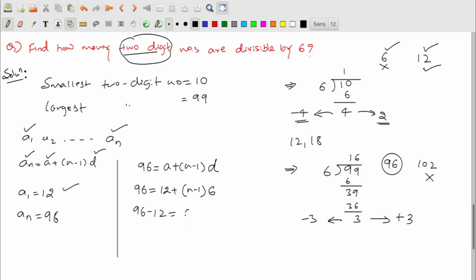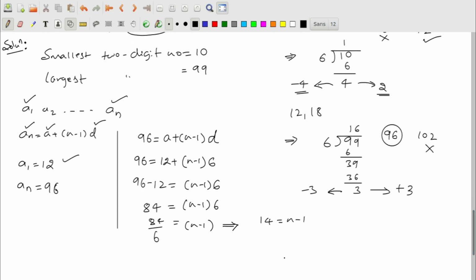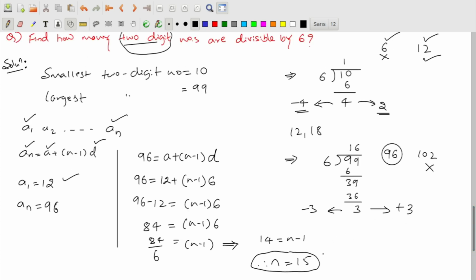96 minus 12 is equal to n minus 1 into 6, and then the difference 84 is equal to n minus 1 into 6. If you take this 6 to the denominator, 84 by 6 is equal to n minus 1. 84 divided by 6 is 14, equal to n minus 1. So if you simplify this, you will get n is equal to 14 plus 1, that is 15, right? So there are 15 two-digit numbers which are divisible by 6.